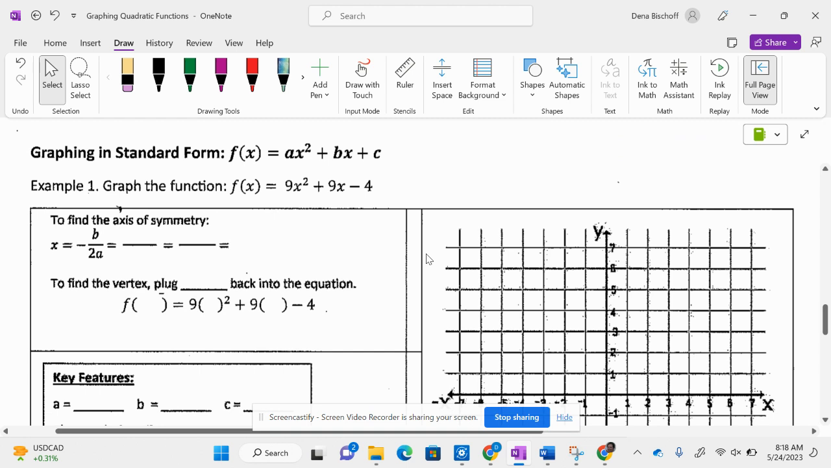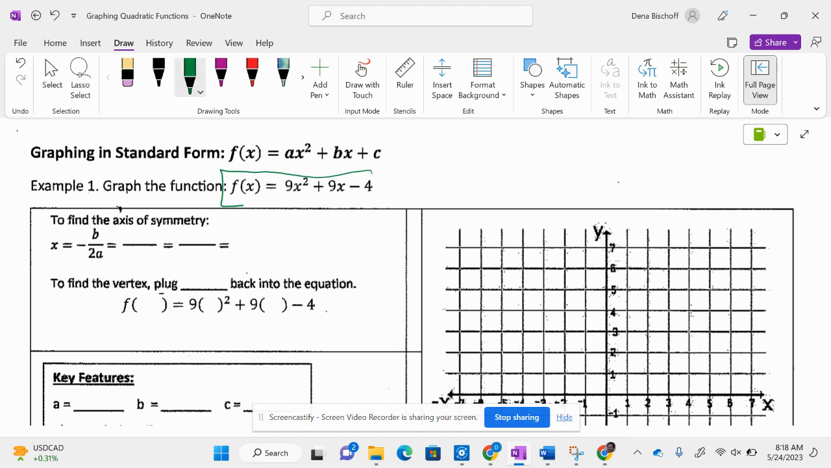All right, graphing in standard form. So this first graph right here has to be written in standard form. Is the function written in standard form? Is the equation in standard form? Yeah, it is. Okay. So the first thing that we have to do is find the axis of symmetry. That's our dashed vertical line.